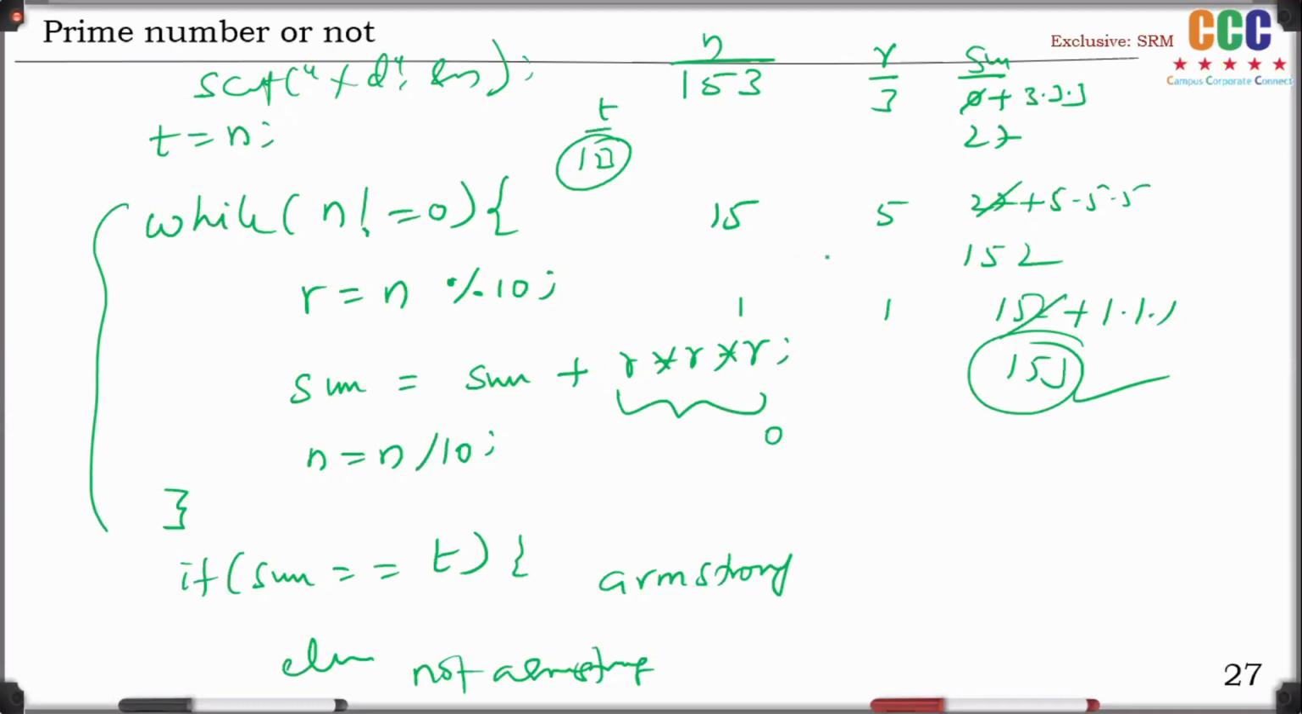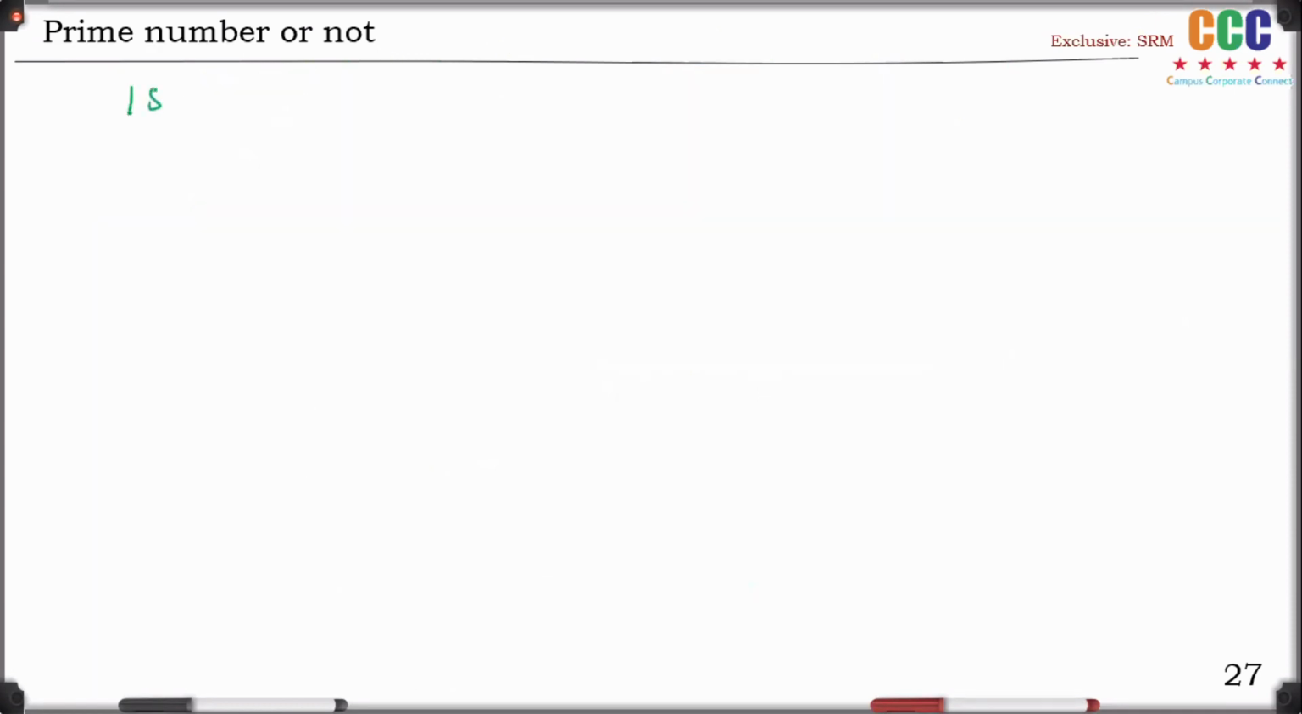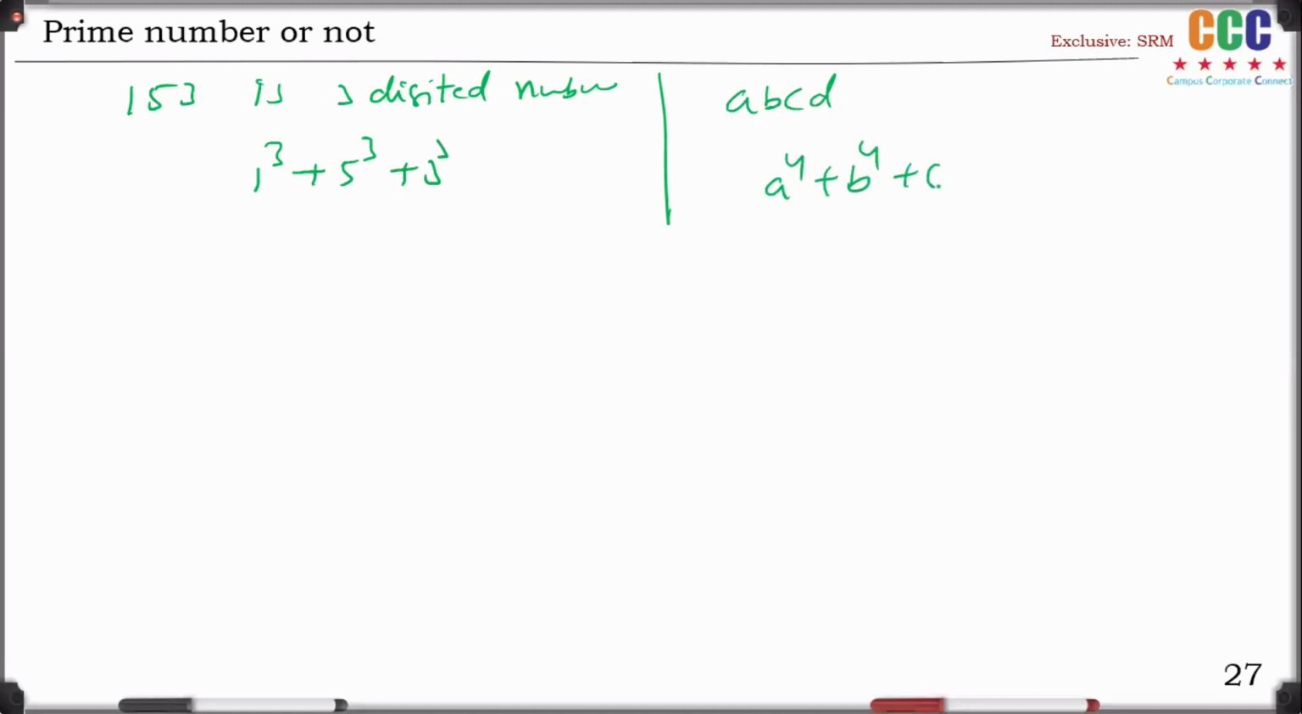The right logic here is, if your 153 is a 3-digit number, then only you are adding 1 cube plus 5 cube plus 3 cube. For example, if another number ABCD is there, a 4-digit number, you should add a to the power of 4, b to the power of 4, c to the power of 4, d to the power of 4. If this sum again equals ABCD, then it is a narcissistic number, or it's a pure Armstrong number mathematically.